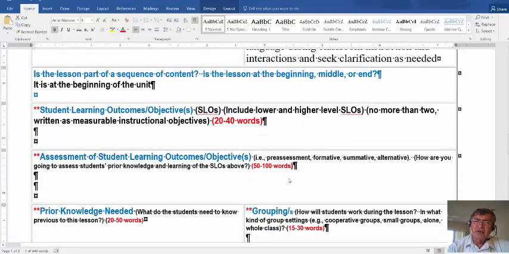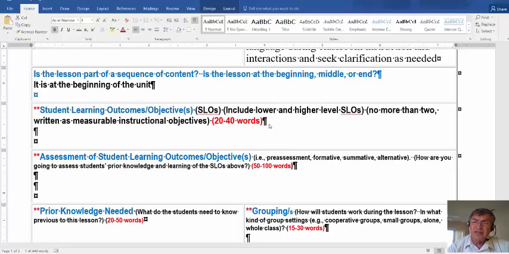Okay, assessment of student learning outcomes objectives. As far as the SLOs, the objectives, make sure they're written as measurable instructional objectives. You don't want those words like learn or know or understand. Those words do not belong in there. So make them specific, make them measurable.